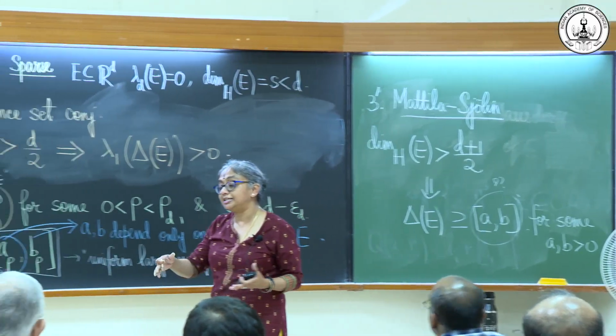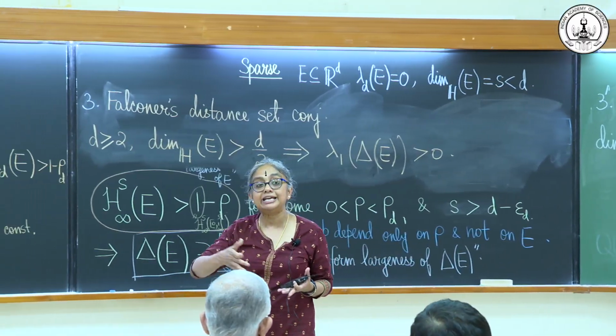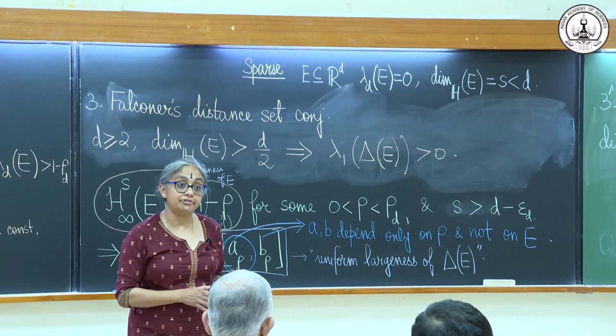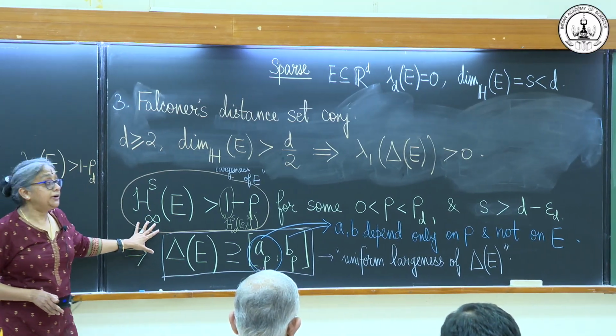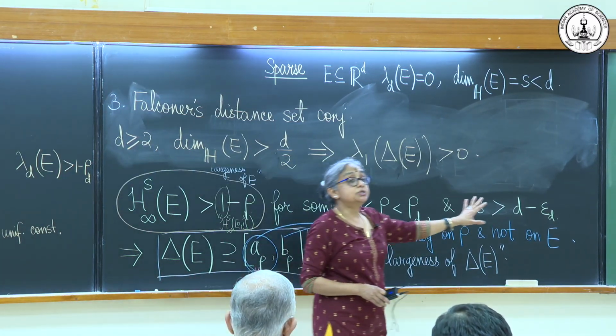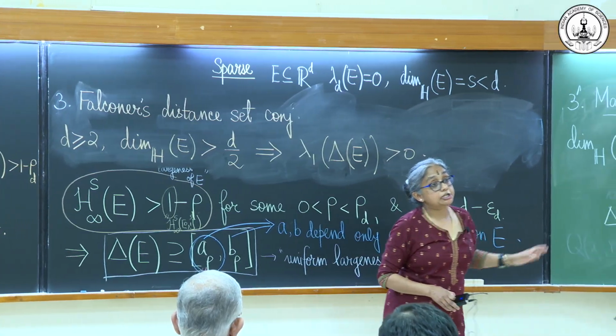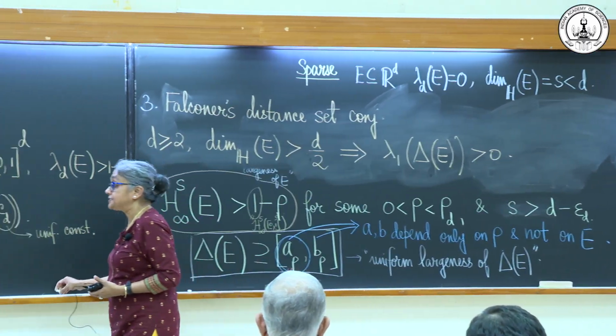I told you that today's talk is going to be about a network of connections. This is the first one. That uniform Steinhaus-like theorem actually gives rise to a quantitative Mattila-Sjölin theorem. So let me state that first.